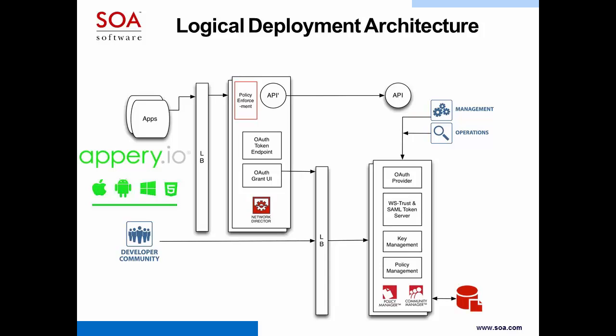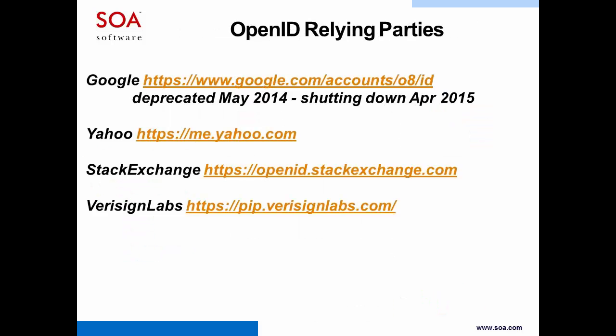In my demonstration today, I'm going to show our OAuth server integrating with Google and Yahoo OpenID, and I've also got in the Community Manager portal the ability to log on to the portal with a VeriSign Labs identity or a Stack Exchange identity, just demonstrating the seamless integration of the ability to have multiple identity providers be used for authenticating API calls as well as logins to the portal.